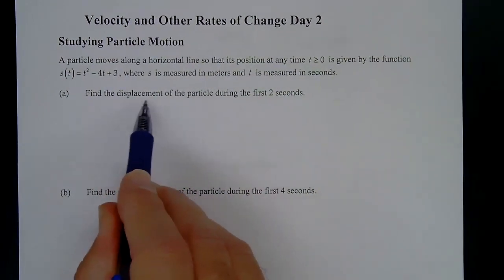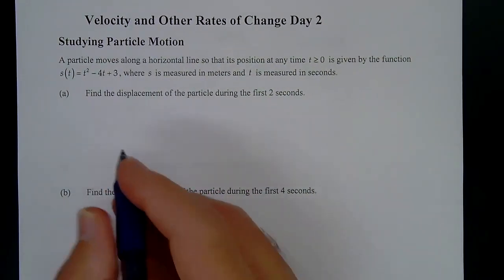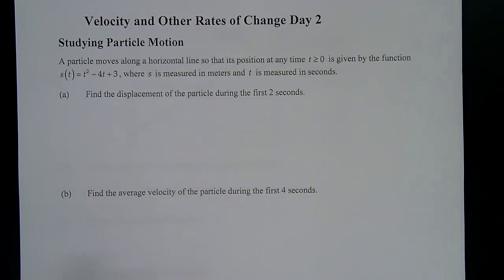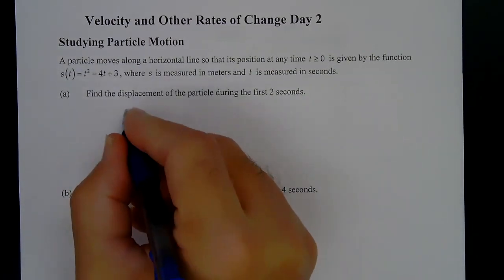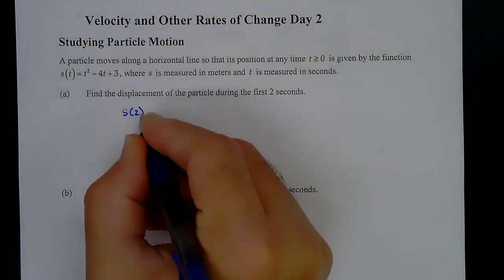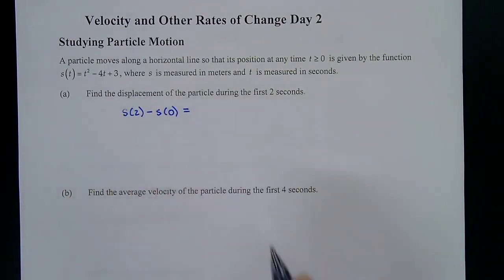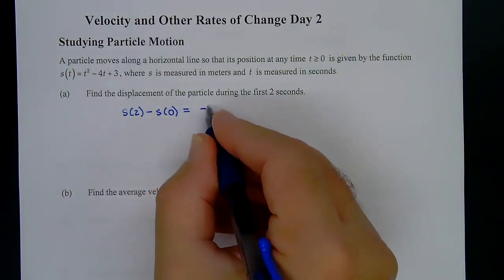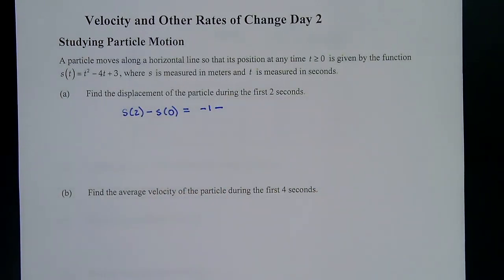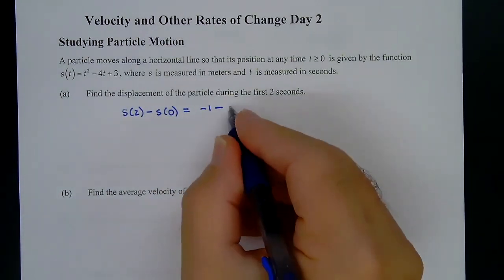So displacement is the change in position. So we want to look at the change in position from when we start at time 0 to when we finish 2 seconds later. So that would be s of 2 minus s of 0. Okay, so what does that wind up being? Well, if you put 2 into this function, we get out -1. So this would be -1 minus, and what do we get out at 0? We get 3 out, okay?